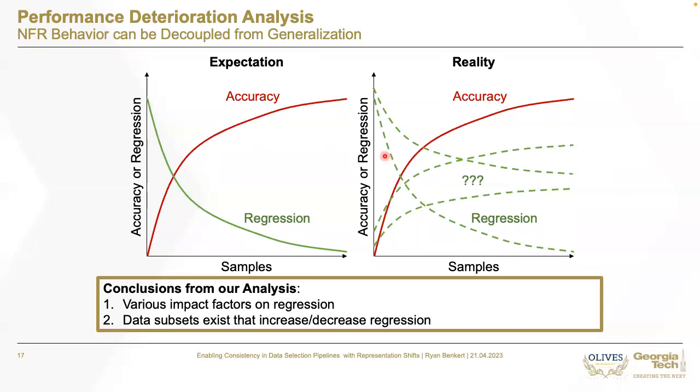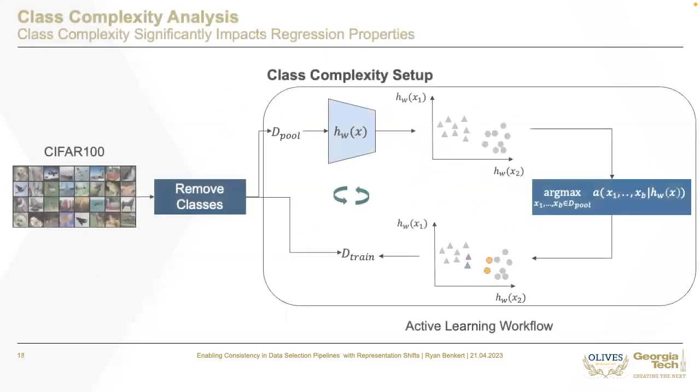And what I really want to talk about are two different observations. The first one is that there are a lot of different factors that influence regression in data selection pipelines. We'll be looking at class complexity and we'll be looking at data imbalance. The second one is that we can create different subsets that essentially increase or decrease regression, right? And the second observation is going to be really important for our regression mitigation algorithm, if we are capable of selecting subsets that are very favorable for regression. So that being said, let's dig right in.